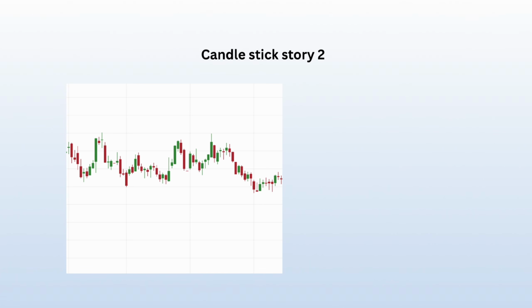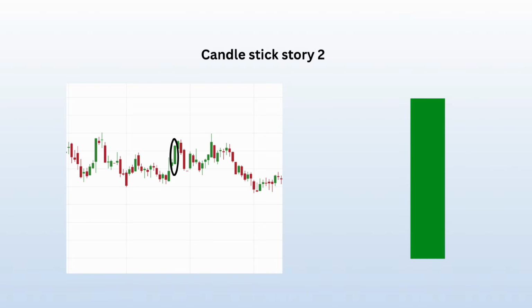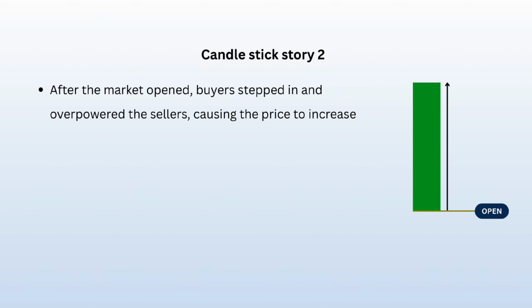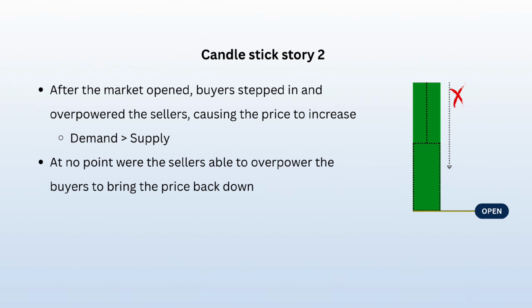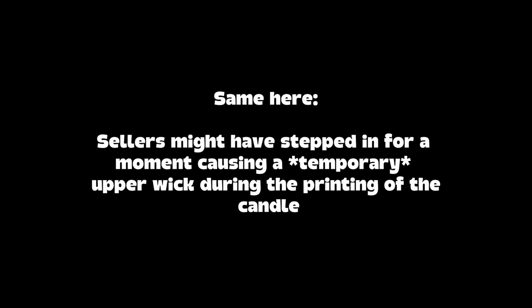And now we're going to focus on the reverse. We're going to focus on this green rectangle candlestick. The story goes like this. After the market opened, the buyer stepped in and overpowered the sellers, causing the price to increase. So we have an instance where demand is higher than supply. Now, at no point were the sellers able to overpower the buyers to bring the price back down.